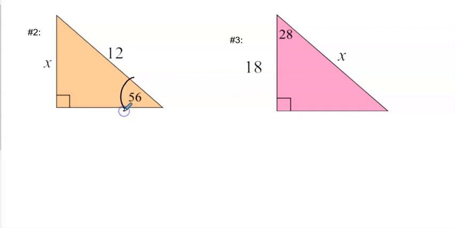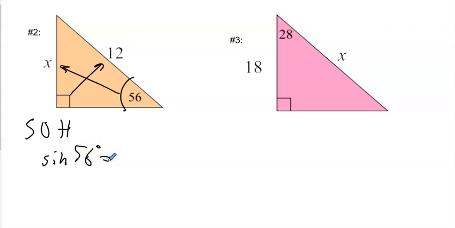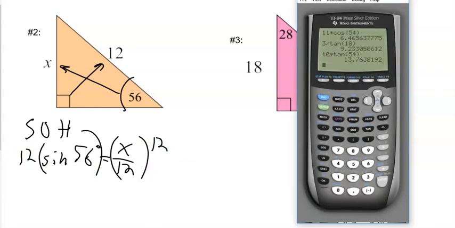Here's our angle. We have the opposite and we have the hypotenuse. Which one is opposite and hypotenuse? That's sine, so SOH. So, what is my angle? Sine of 56 degrees equals opposite over hypotenuse. How do I get x by itself? Multiply both sides by 12. So I take my calculator, 12 times sine of 56. 9.95.